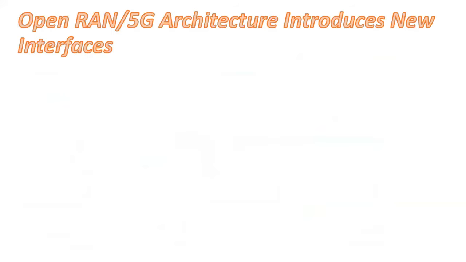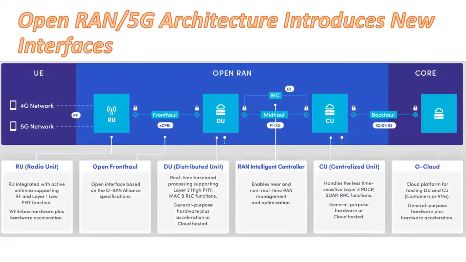And then we have this Open RAN or 5G architecture and the new interfaces. So you should also know the names. So between CU and the core, we have the backhaul. Between DU and CU, we have the F1 interface. In case of user plane, we have this F1-U. And in case of control plane, we have F1-C, right? And then between DU and RU, we have this fronthaul connection, or you can say it is connected through the eCPRI.